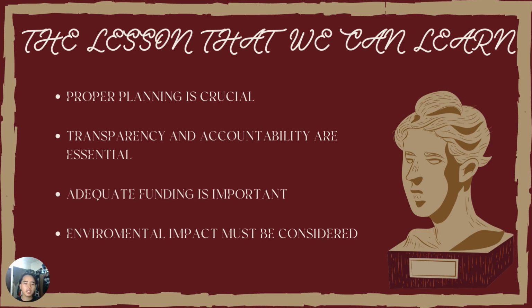Second, transparency and accountability are essential. Third, adequate funding is important. To make this project it costs around 45 billion, so the organizations in Egypt need to manage their funding much more carefully, because they need to prevent the loss. And the last is that environmental impact must be considered. This project already impacted the environment without even considering it in the first place.